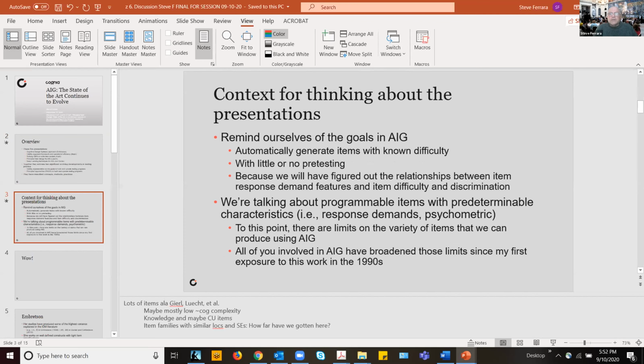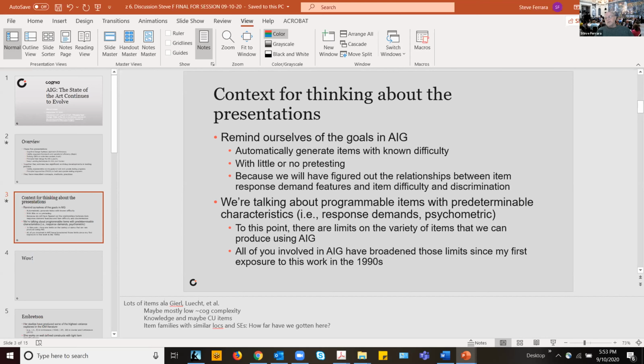All right, so let's see. The context that I use for thinking about these presentations, I start by reminding myself of what the goals of AIG are. I won't go over that because several of our presenters have already talked about that. But we're talking about programming items where we can know, based on the empirical research, we can determine the characteristics of items. And by characteristics, I mean their response demands, and I have 5 categories of response demands, as well as their psychometric properties.